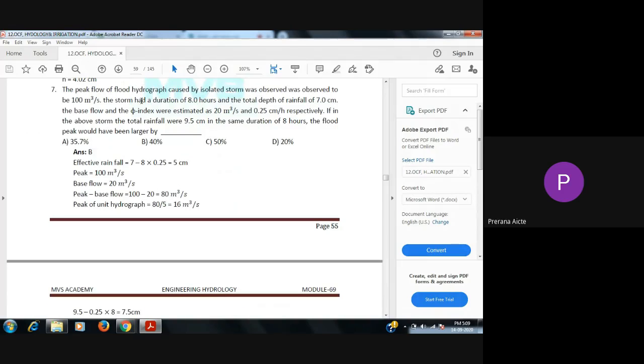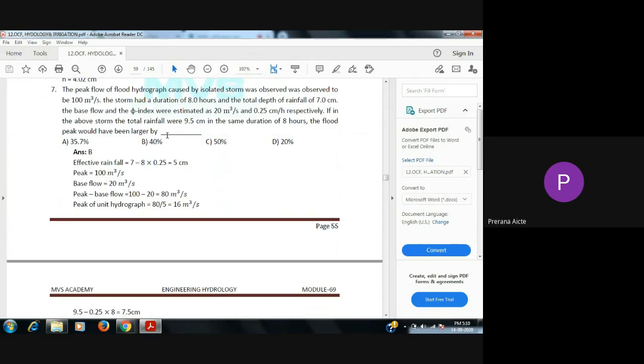Now see this. The peak flow of a flood hydrograph caused by an isolated storm was observed to be 100 meter per second. The storm had a duration of 8 hours and total depth of rainfall of 7 centimeter. The base flow and the phi index were estimated as 20 meter per second and 0.25 centimeter per hour respectively. If in the above storm, the total rainfall were 9.5 centimeter in the same duration of 8 hours, the flood peak would have been larger by?